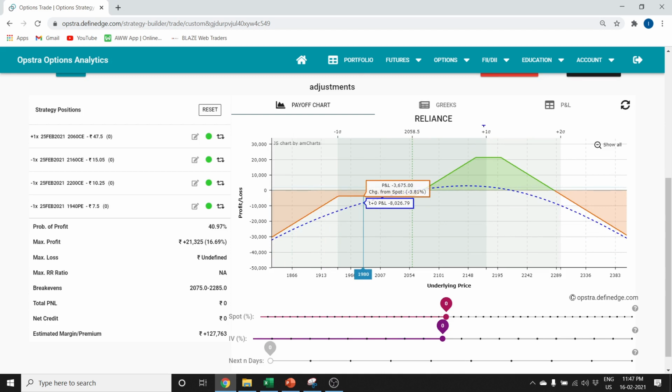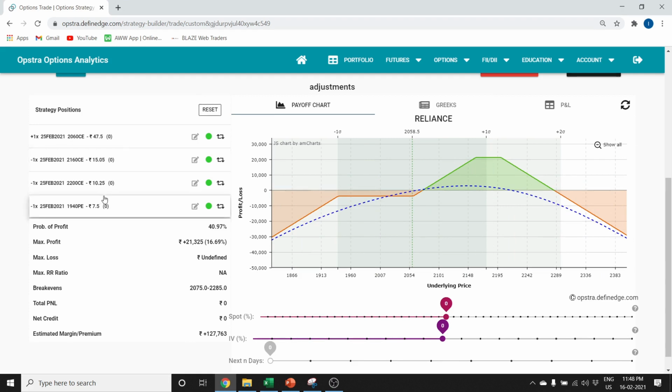Now our second adjustment in the range extension part is that we can buy a debit spread to extend the break even level. Say this is our break even level and price has reached this level. So what we can do is buy this strike and sell an OTM strike, so that this creates a flat structure till here, and from there our loss will start. So let's see how this impacts.